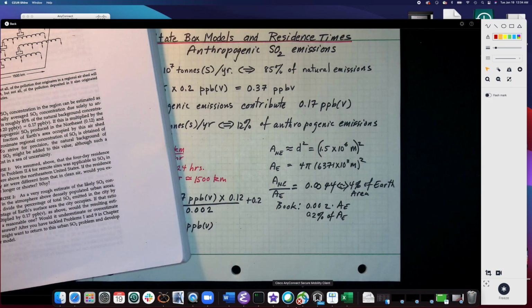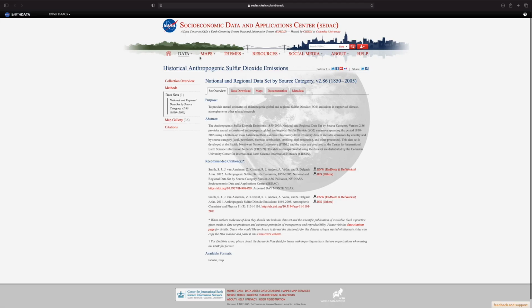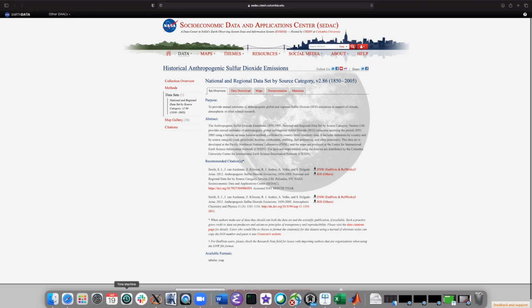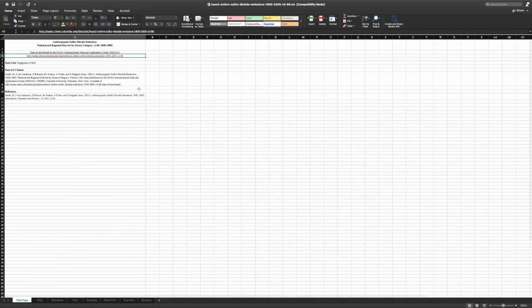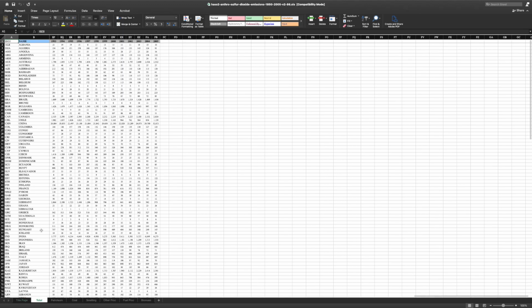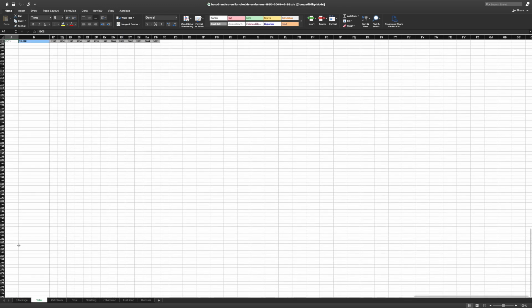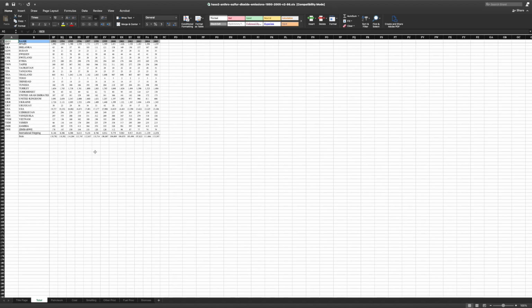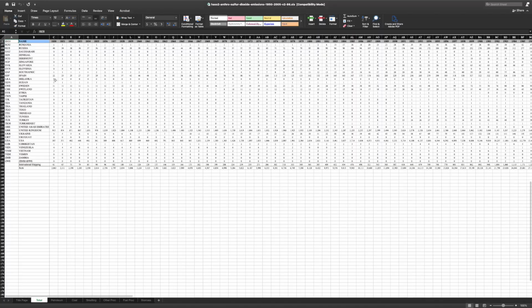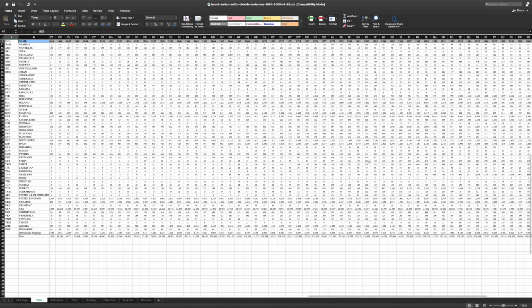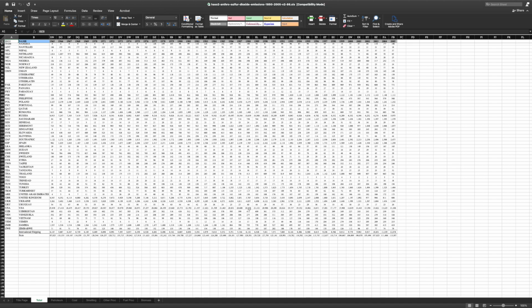So let me show you the data. I downloaded some data from the Socioeconomic Data and Application Center, SEDAC, and I've gotten data for the SO2 emissions from 1850 to 2005. I didn't find any data beyond 2005, so I don't have the most up-to-date data. However, I'll show you what I found. The spreadsheet has emissions by country and the total of all countries from the period of 1850 to 2005. And I made the following plot from this data.